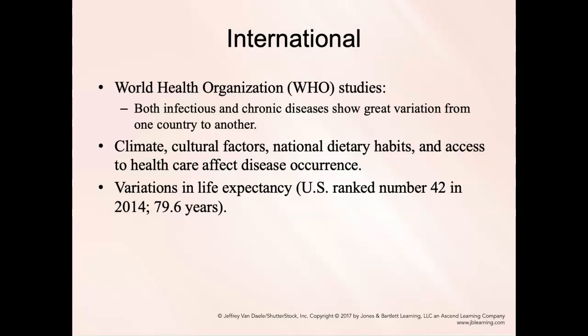We know those vary from one country to the next, as well as access to care. The US is one of very few nations that does not have any kind of universal health insurance, and so we have very limited access to care in this country. We also see variations in life expectancy between different countries. So that's also really interesting in terms of that international variation.